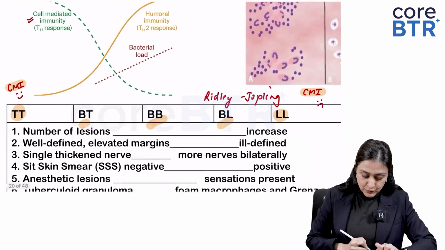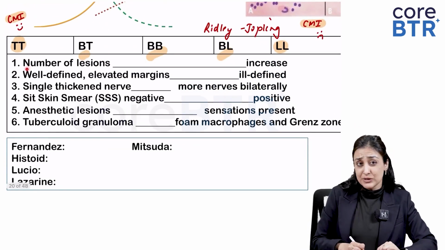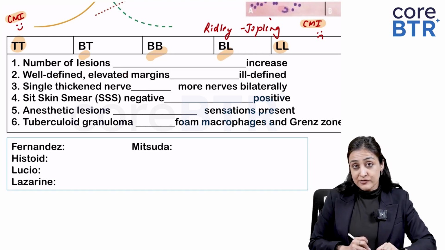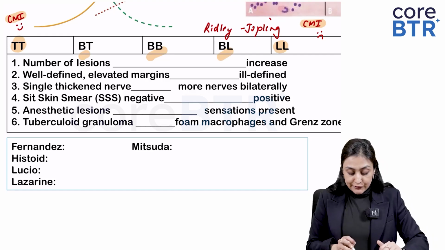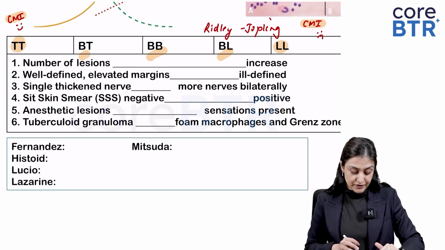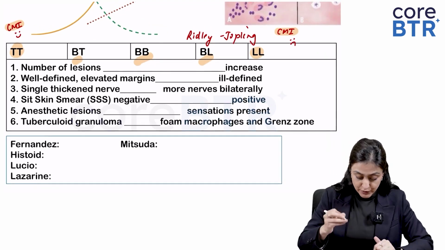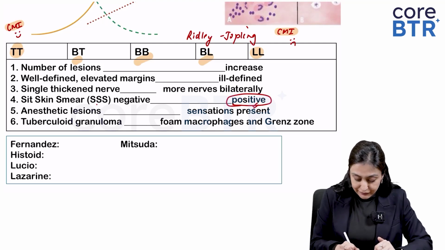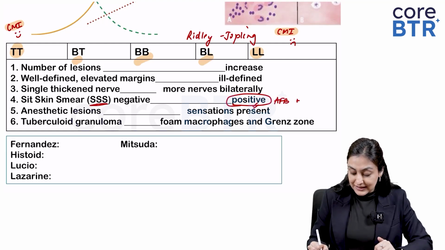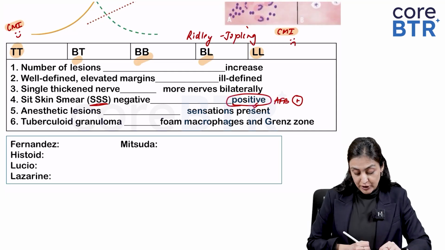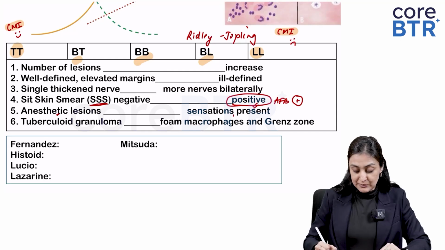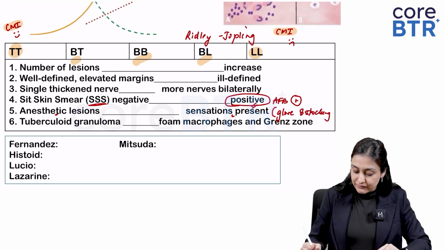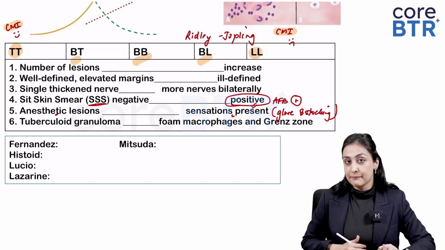So here, because the immunity is good, the number of lesions will be low and it keeps increasing as you go to lepromatous. From one well-defined lesion which has elevated margins, it becomes ill-defined. From a single nerve that is thickened, you have more nerves. From slit smear negative, it becomes positive. So this is important because here, you know, your immunity is not there. You will find the acid fast bacilli in the lepromatous pole, not in the tuberculoid pole. Here the lesions have loss of sensation, but here they have sensation, but their complete nerves are affected, so much so that you have glove and stocking polyneuropathy in the lepromatous pole.